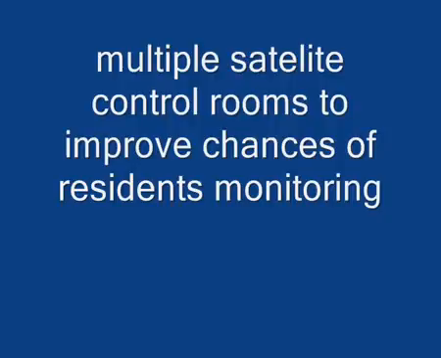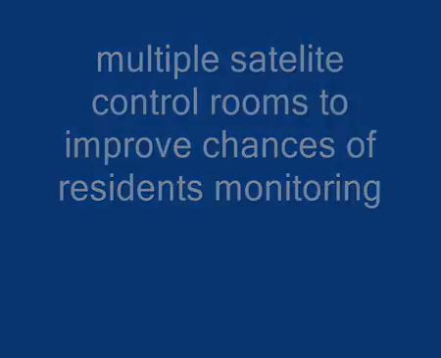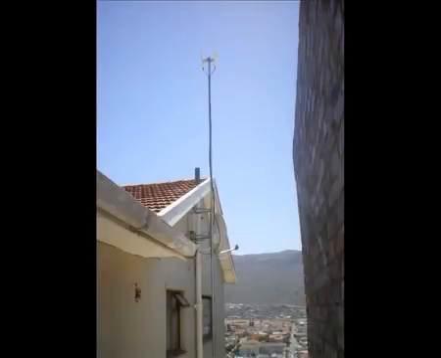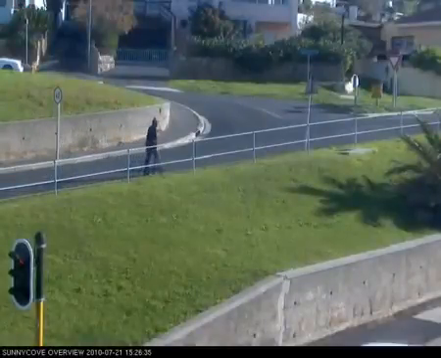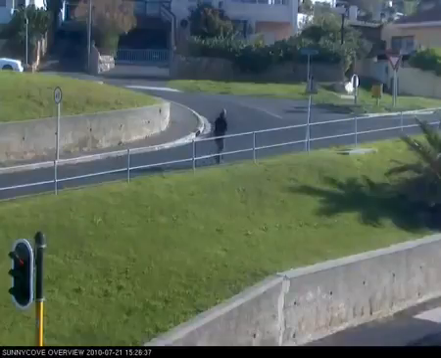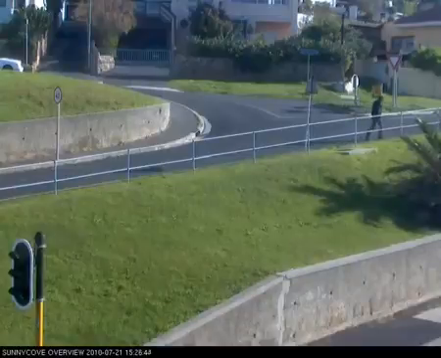Currently, we have one main control room and two satellite control rooms. The satellite control rooms receive a wireless feed from the main control room. This improves chances of more residents monitoring, and in this case, the overview camera was used to monitor pedestrian traffic, not motor vehicle traffic. A notorious housebreaker was seen, identified, and a successful arrest was made.